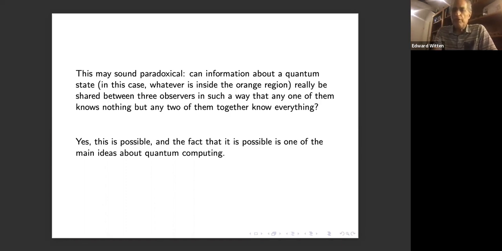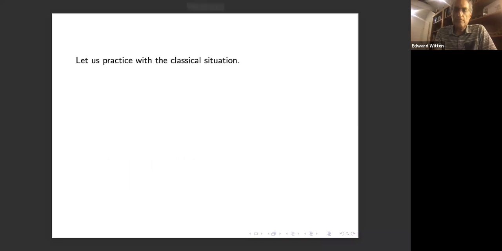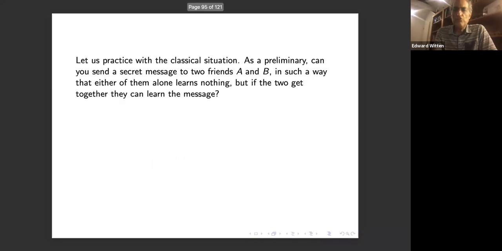There won't be time to explain that. So instead, I'm only going to entertain you, at least I hope it will be entertaining if we're not all too tired, by explaining how to do it in the classical limit. And then I'll just very schematically say a word about the quantum case. Let's practice with the classical situation.